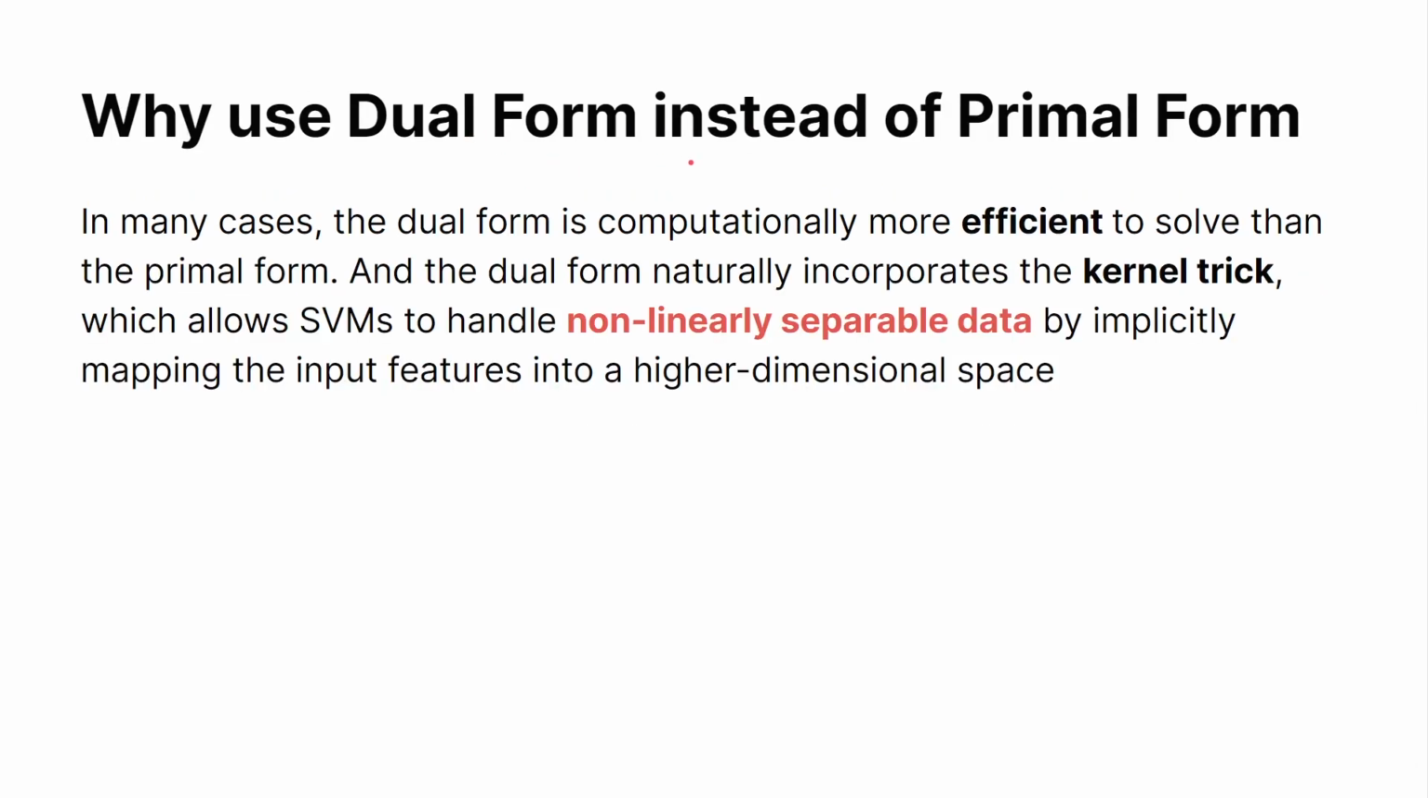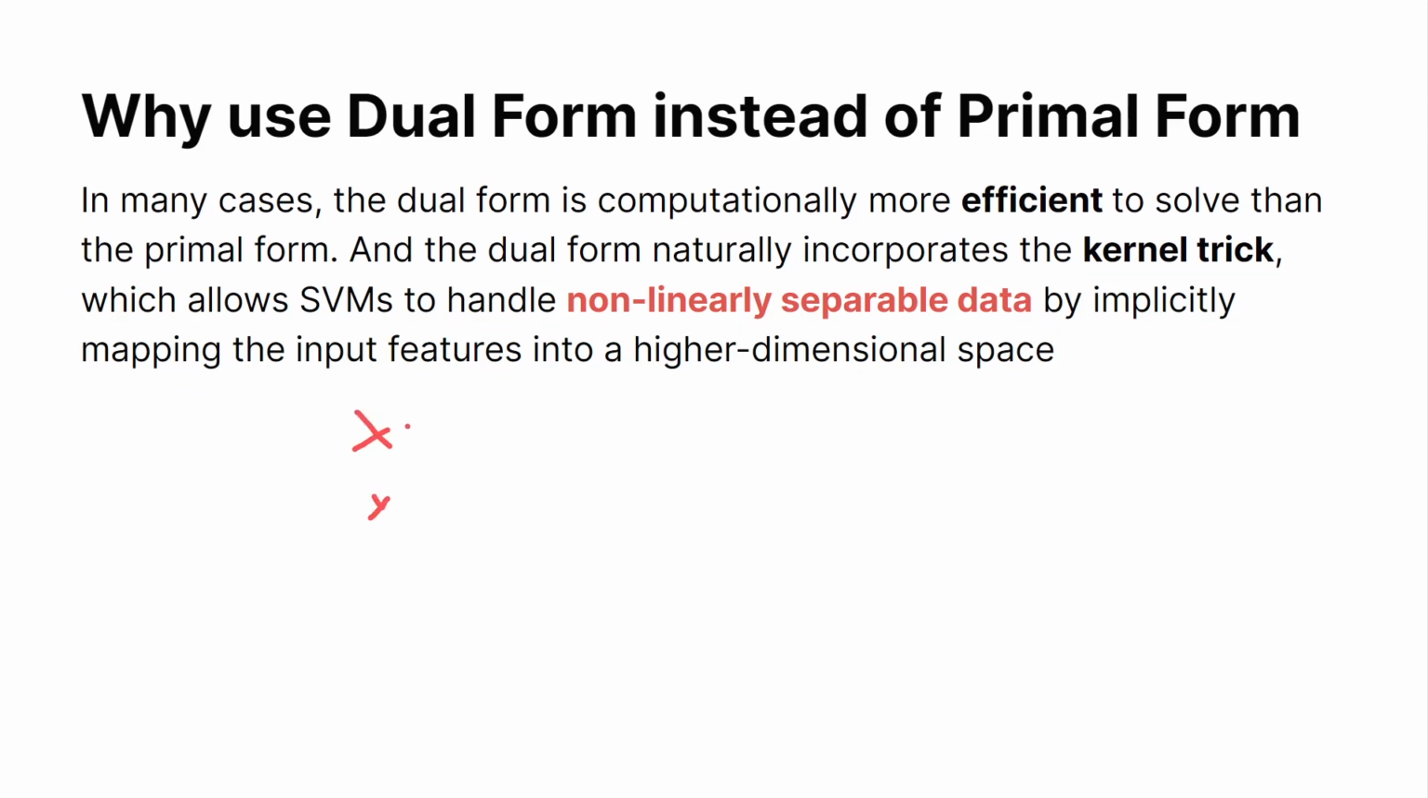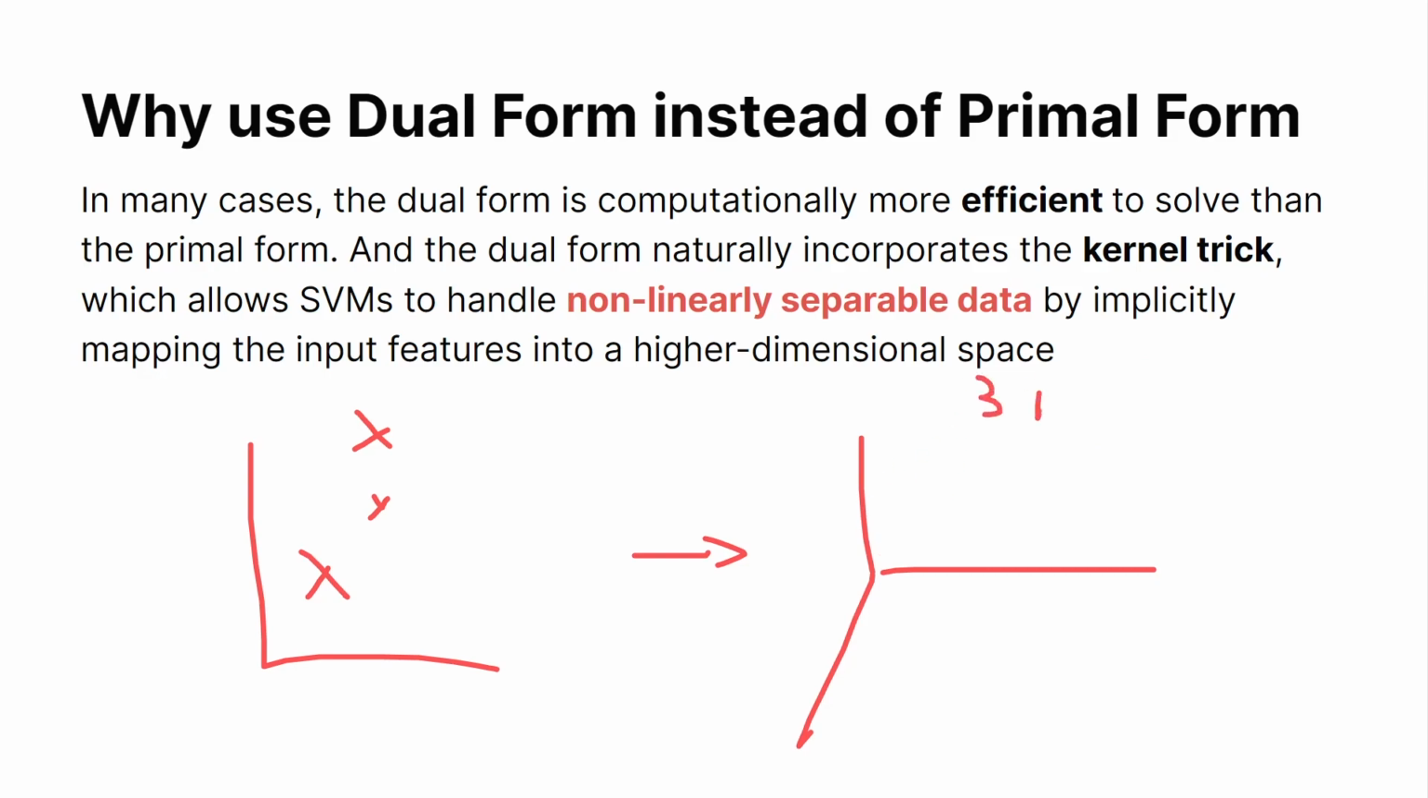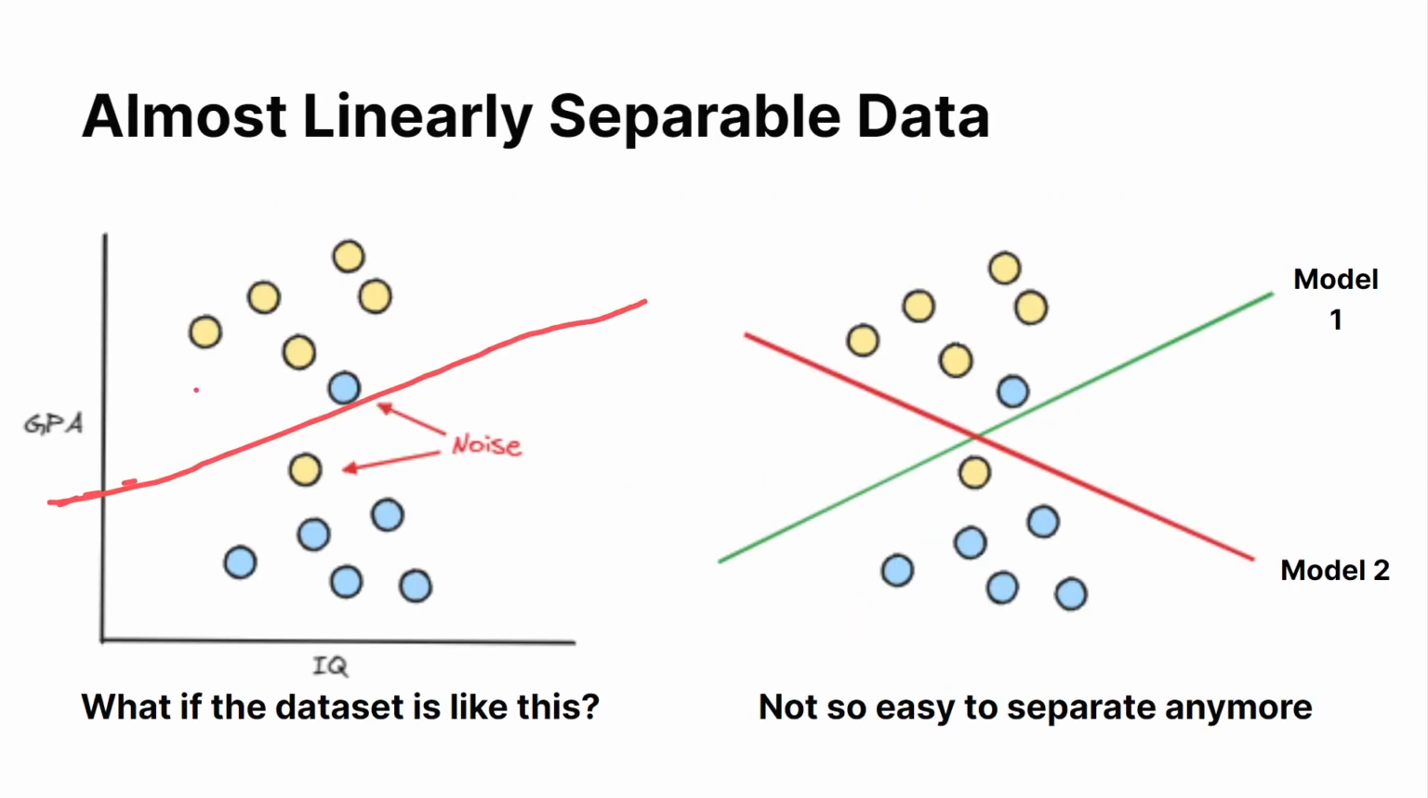So why use the dual form instead of the primal form? As I mentioned before, the dual form is computationally more efficient than the primal form. It comes particularly from the kernel trick of the SVM, which helps us handle nonlinearly separable data by mapping the data from maybe a 2D space into a higher dimensional space, say 3D, using the kernel trick.